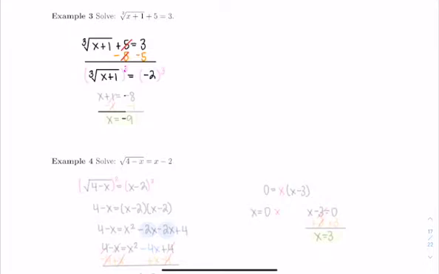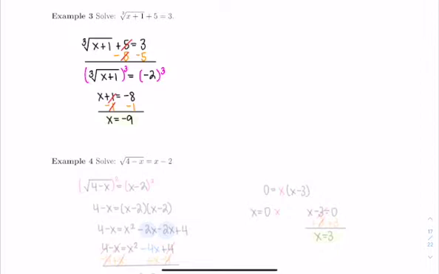Now to undo the cube root, we are going to cube both sides. And so on the left, the cube root and the cube cancel. We're just left with x plus 1. And on the right, negative 2 cubed is going to give me negative 8. Now we're almost done solving for x. We just need to subtract 1 from both sides. And we end up getting that x is equal to negative 9.